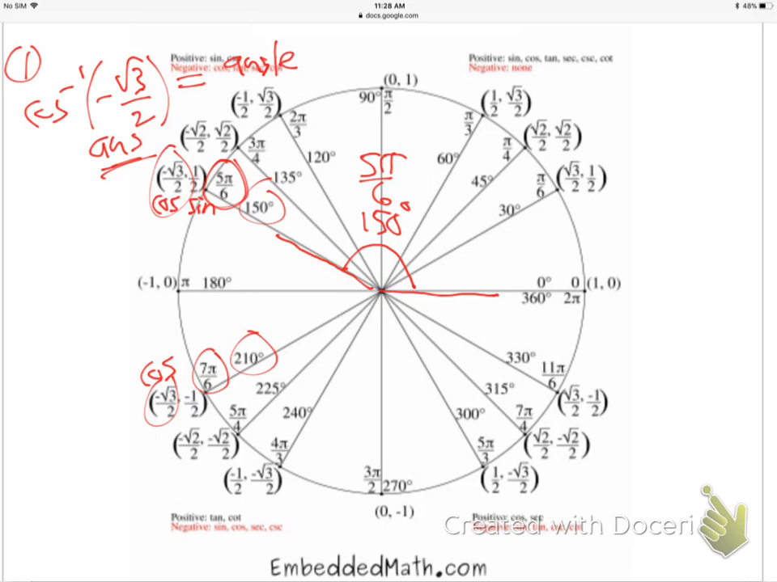Now, by the way, what is the radian? You guys have had trig. What is the radian system? Look it up.